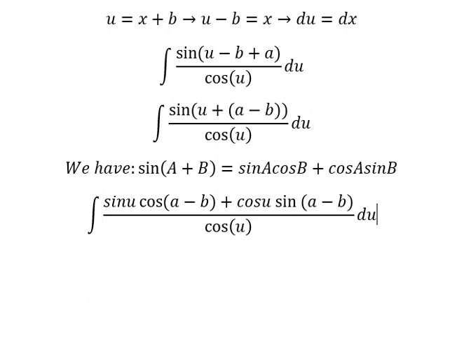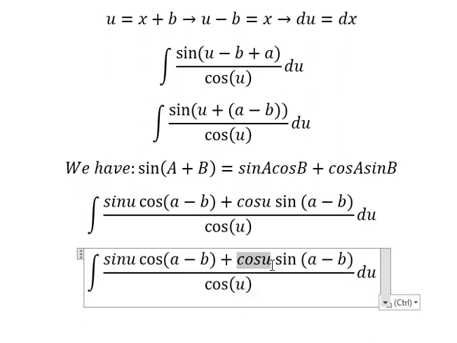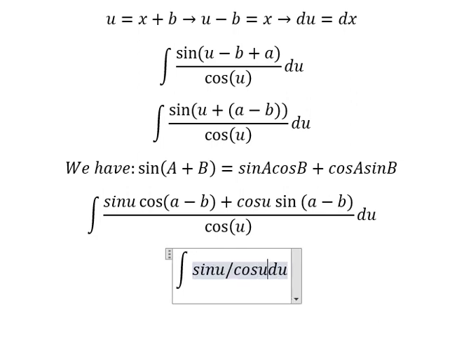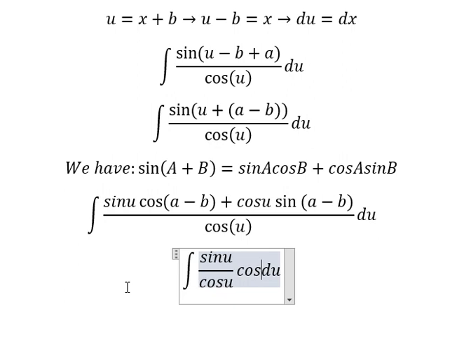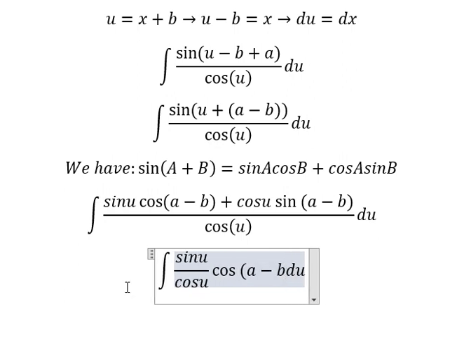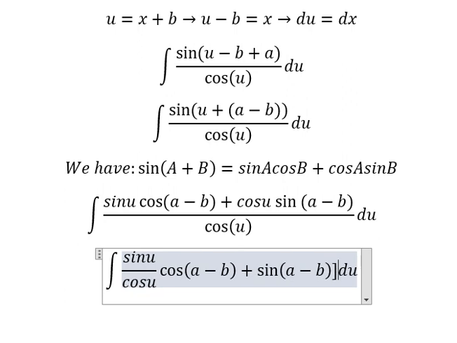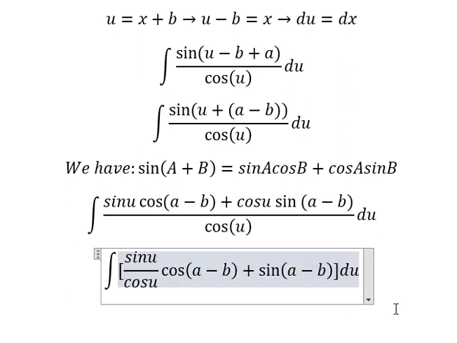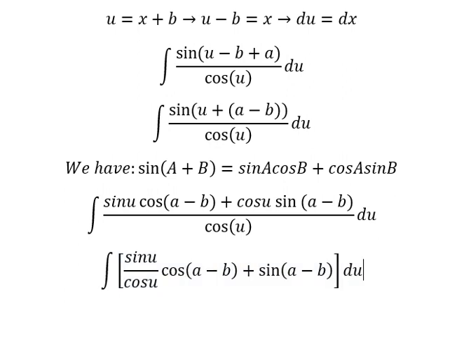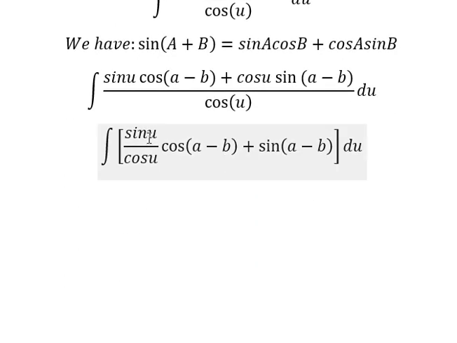So in this one we have cosine u divided by cosine u. We have number 1, sine u divided by cosine u. So we need to focus on this one.